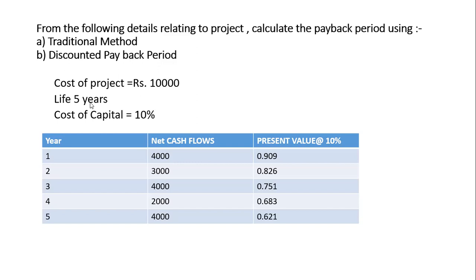If the life is 5 years, this is the question, and in these 5 years we are going to get these cash inflows. As you can see, the cash inflows are uneven and the PV factor is given for calculating the discounted payback period. Cost of capital is 10% and PV at 10%.